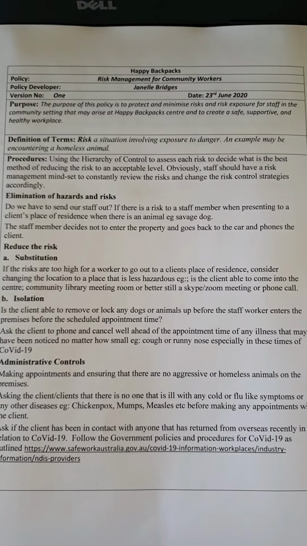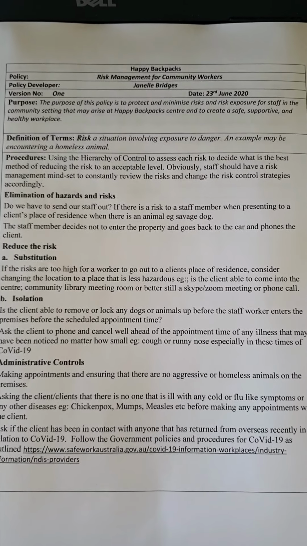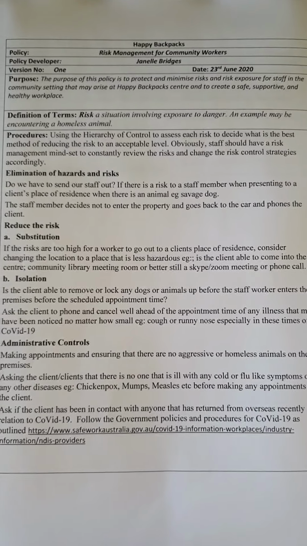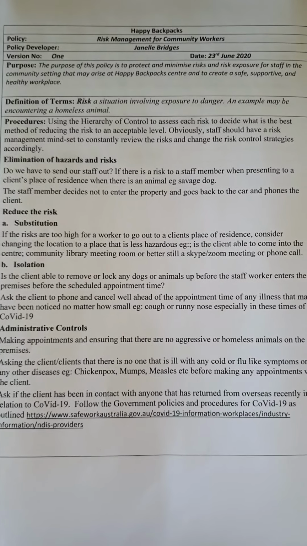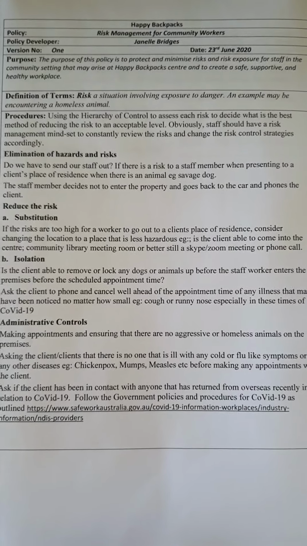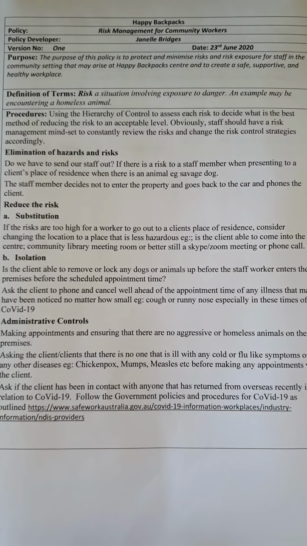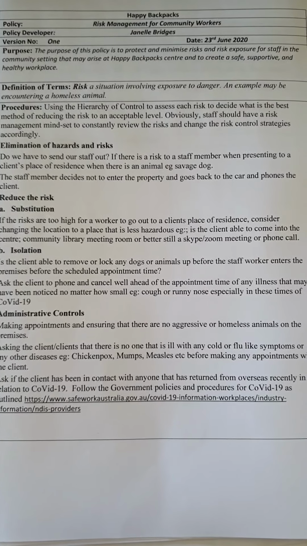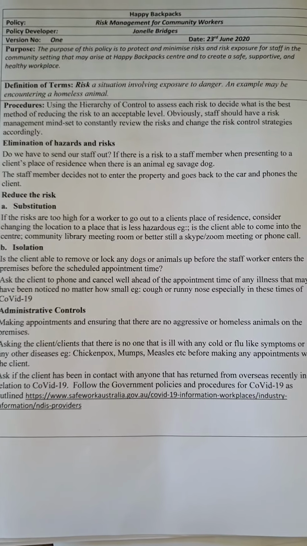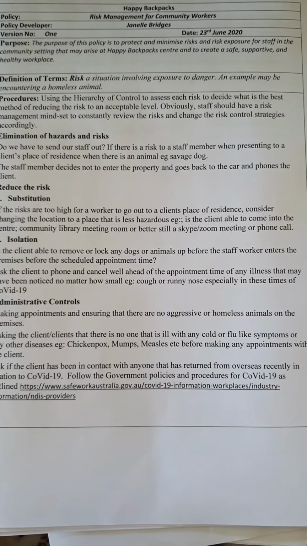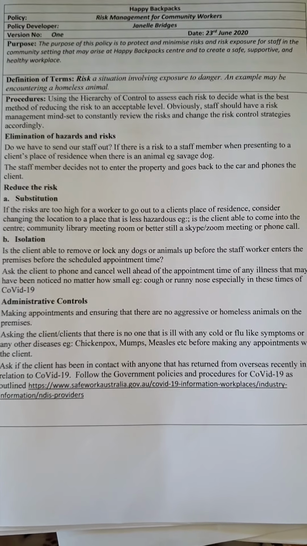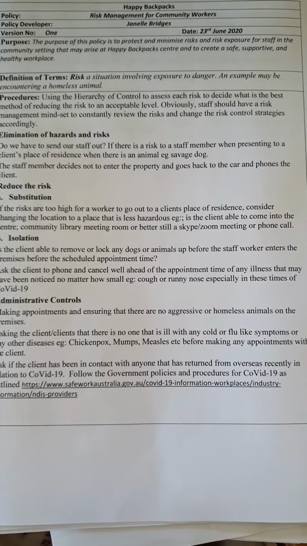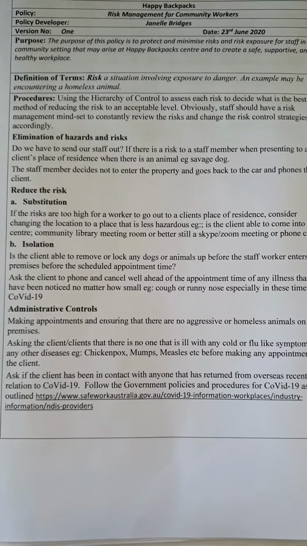So procedures we want to put in place for this are using the hierarchy of control to assess each risk to decide what is the best method of reducing the risk to an acceptable level. So obviously the staff should have a risk management mindset to constantly review the risks and change any risk control strategies accordingly.